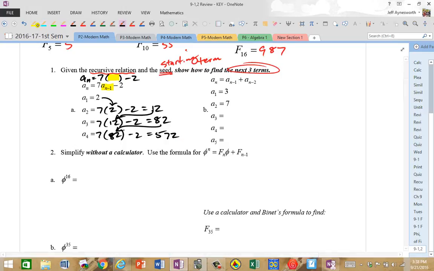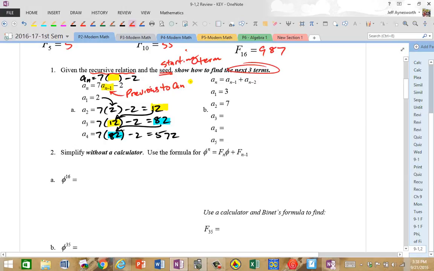So you always take the previous term, see, right here. Take that previous term, substitute it in. Then take the previous term, substitute it in. All right, you always, that n minus 1, this right here, this means previous term. Previous to a sub n.